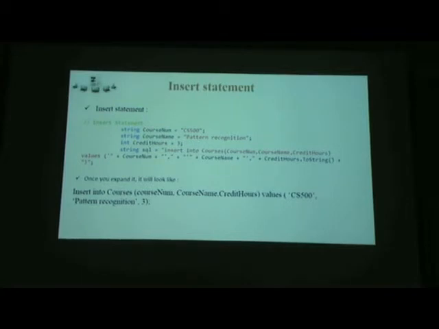And then after I finish, I will write values and open parentheses. Now, we need to look at the order. The first parameter is course num. What type is this parameter? It's a string.